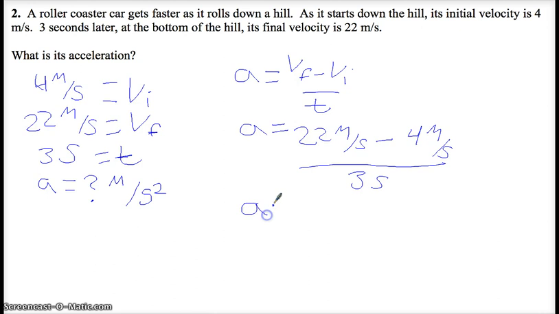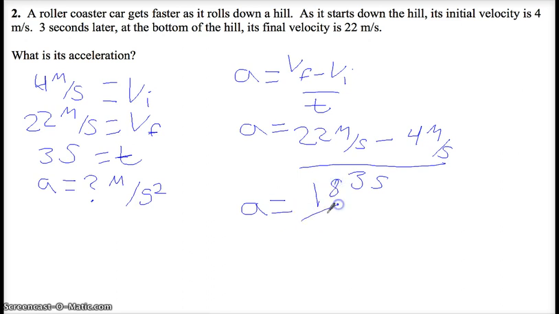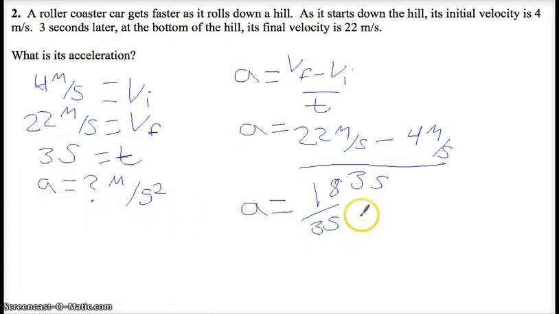Now I'm going to do my solving. Okay, bring up my trusty calculator. I've got 22 minus 4, which is going to give me 18, divided by 3 seconds. 18 divided by 3 equals 6. And my final units are going to be meters per second squared.